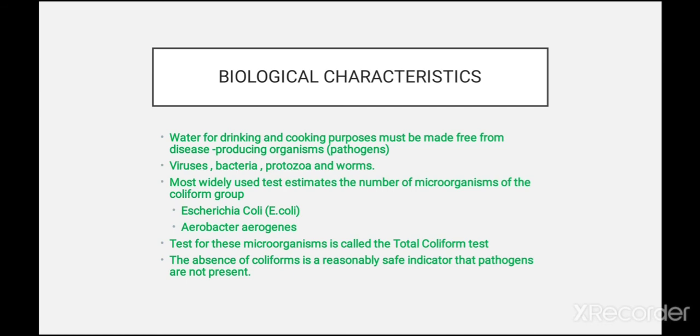All these types of organisms should not be present in potable drinking water. It should be absolutely free from any such microorganisms. The test which is very common to check the purity of water is the coliform test, which checks for the presence of Escherichia coli in drinking water. By doing that test, we should make sure that no objectionable bacteria or any microorganism is present in the drinking water.